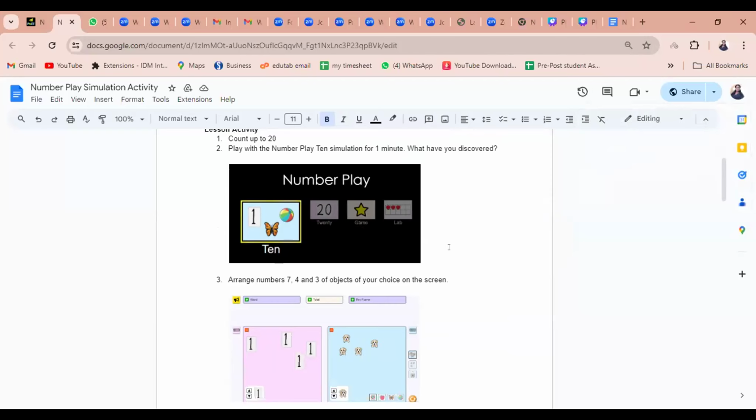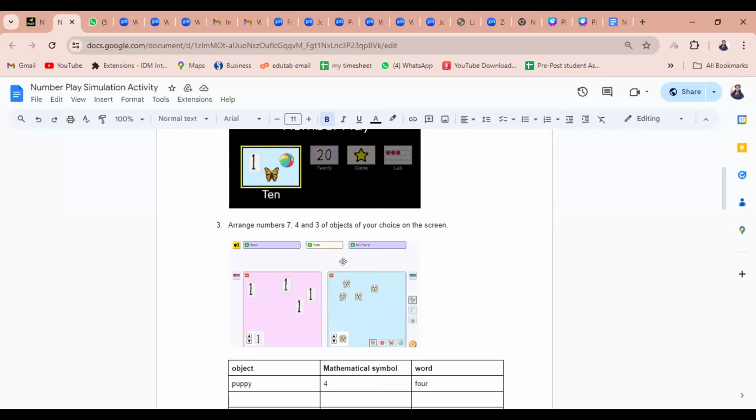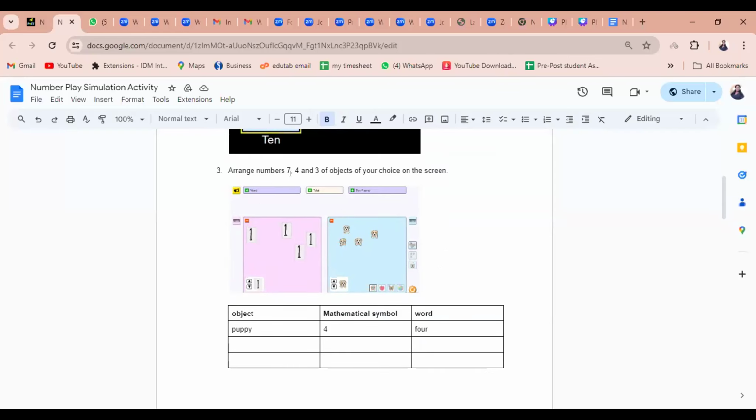And you've discovered something. Now, the next activity is for you to arrange 7, 4, and 3 of any items of your choice on the screen. So we have several items on the screen. So just arrange 7, arrange 4, arrange 3 of these objects.